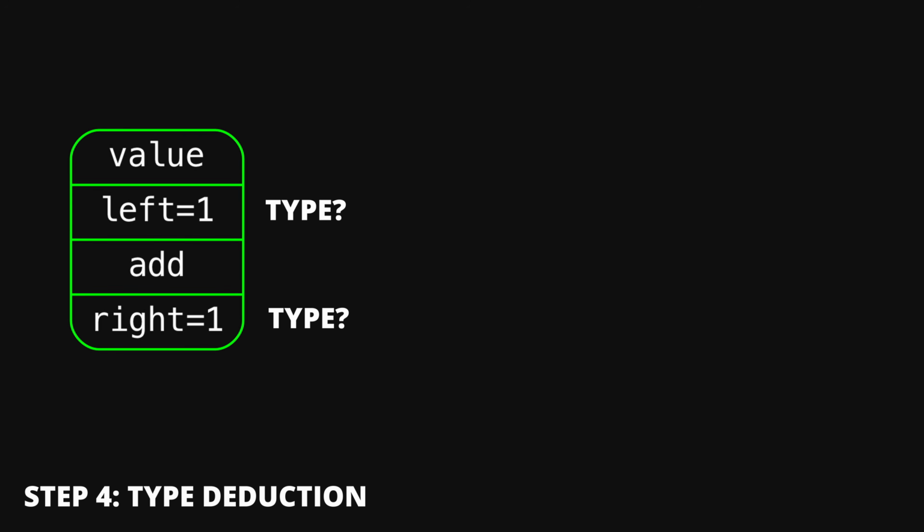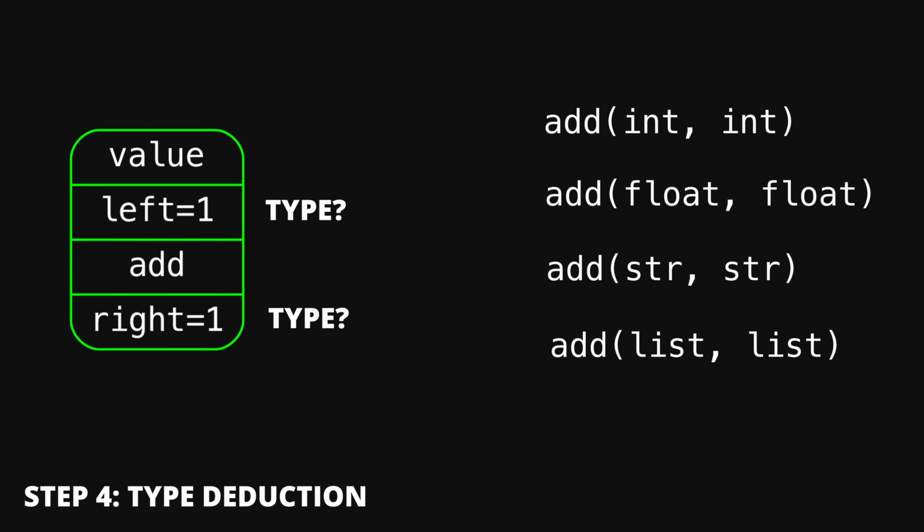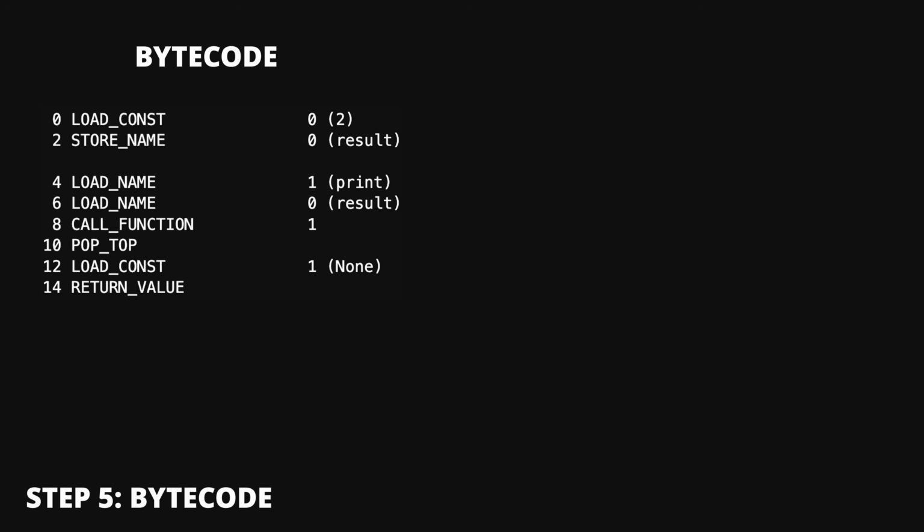Next, we need to deduce the types of the objects involved so that the interpreter can determine which addition function to use. In our case, the variable types are deduced to be int literals, and so the integer add function gets selected. With this type information, the tree is then compiled into bytecode, which are smaller, lower-level but human-readable instructions.